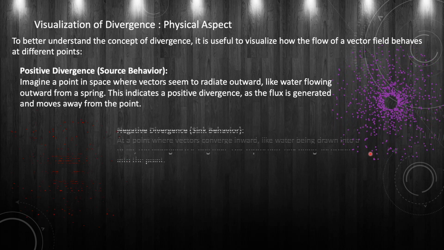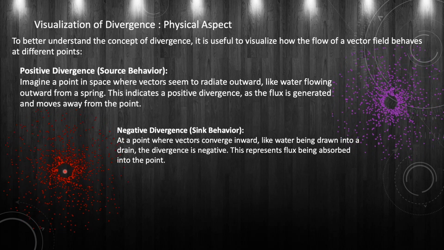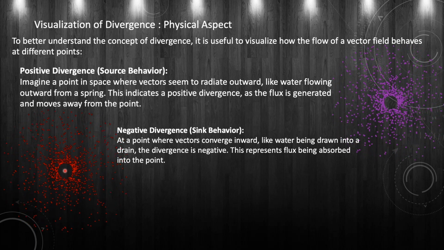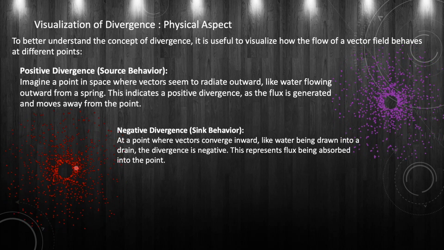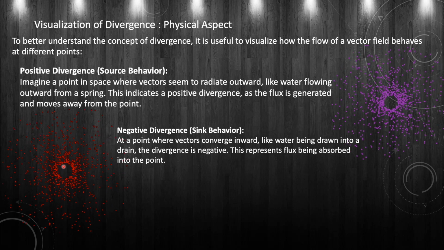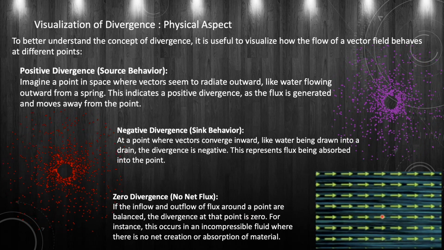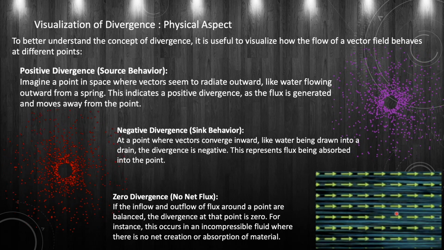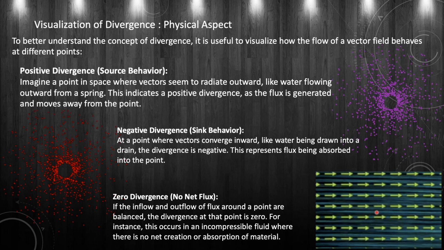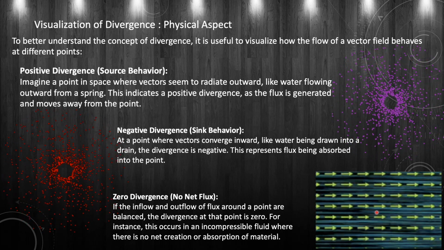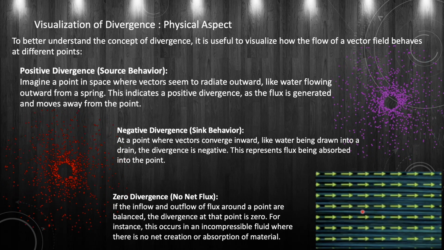Negative divergence, sink behavior. At a point where vectors converge inward, like water being drawn into a drain, the divergence is negative. This represents flux being absorbed at the point. Zero divergence, no net flux. When the inflow and outflow of flux around a point are balanced, the divergence at that point is zero. For instance, this occurs in an incompressible fluid, where no net creation or absorption of material takes place.